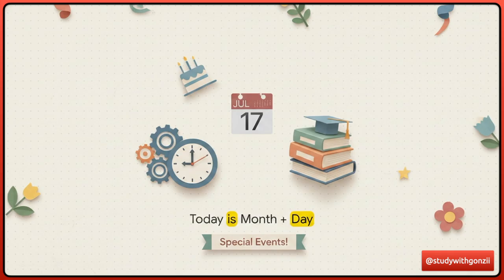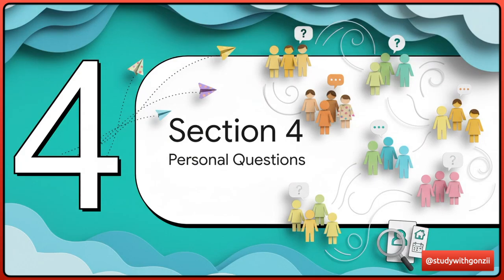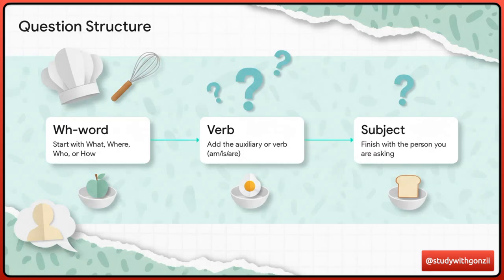Notice how we slipped the word "on" right before the month there? We do that whenever we're talking about a specific day, like a birthday. Next up, Section 4, basic personal questions. Up until now, we've basically just been sharing our own info, but conversations are a two-way street, right?